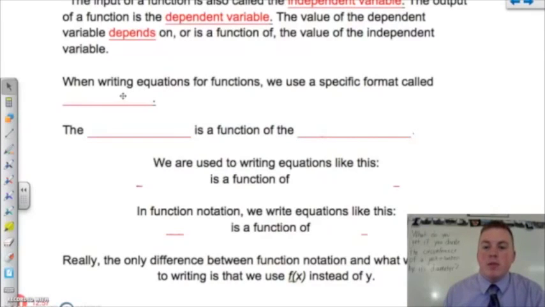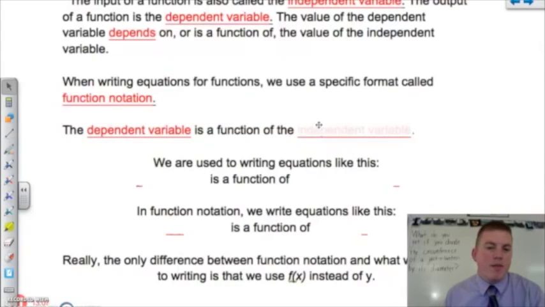So when writing equations for functions, we use a specific format called function notation. Now, the dependent variable is a function of the independent variable, as we said above. Now, we're used to writing equations where we have y being a function of x. When you were graphing, everything was in the y equals mx plus b form. However, in function notation, we write equations like this. Instead of a y, we're going to use the f parentheses x.